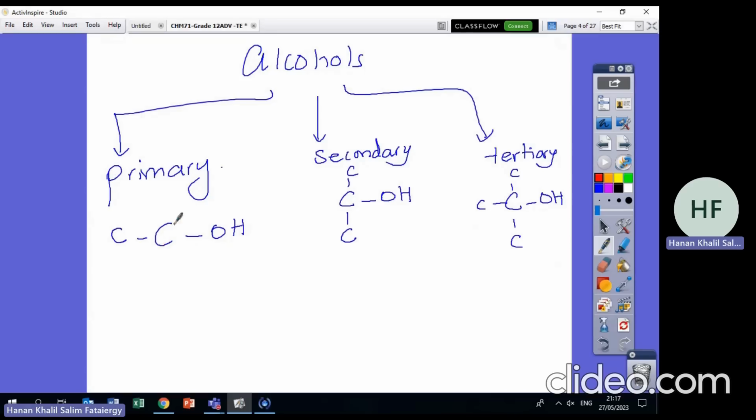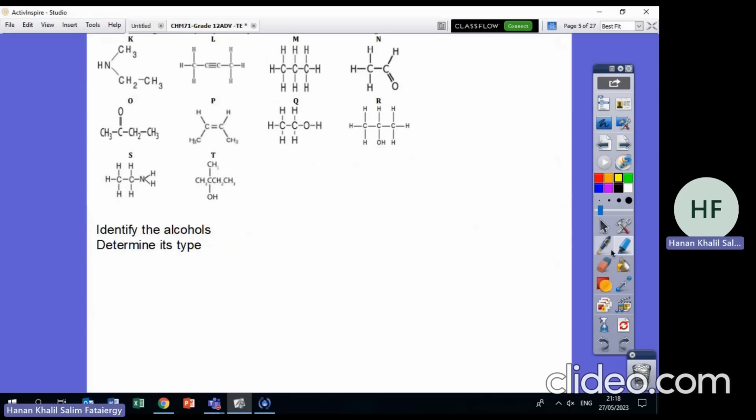Now this C, how many H's does it need? It needs 2 H's. This C also could be bonded to 1, 2, 3, so it will be bonded to H. This C will not be bonded to any H. Okay, what matters is that you look at the C that has the OH group. If around it you see 2 carbons, this is secondary, 3 carbons, this is tertiary, and 1 carbon, this is primary. So these are the 3 different types of alcohols.